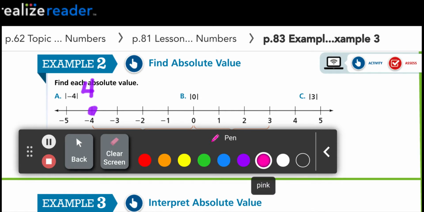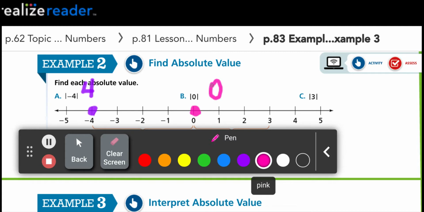Let's put 0 on this number line. What is the distance from 0 to 0? What is the absolute value of 0? The absolute value of 0 will just be 0. And now let's look at C.